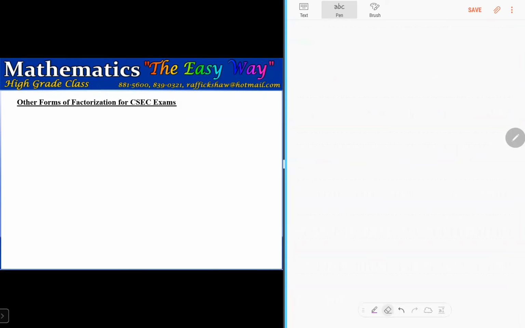What time is it now? 1:05. All right, yeah, so we're coming close to the end of the session for today. So let us look at the other types of factorization that you need to learn for your CXC. Let's look at them.